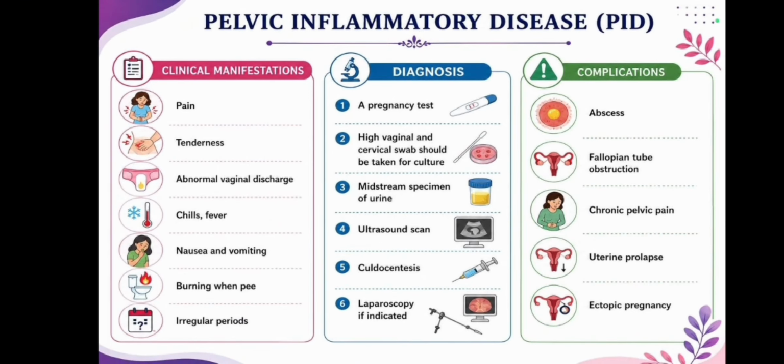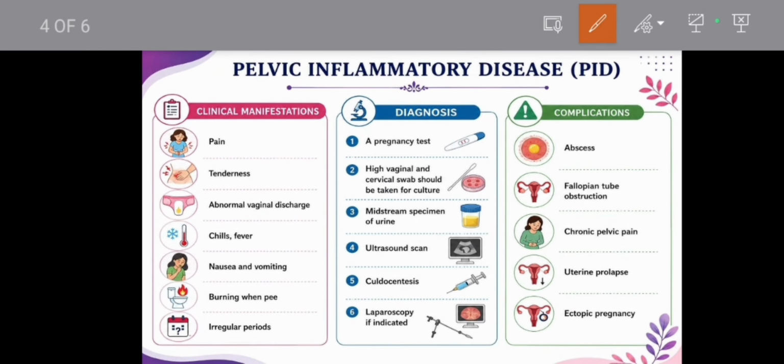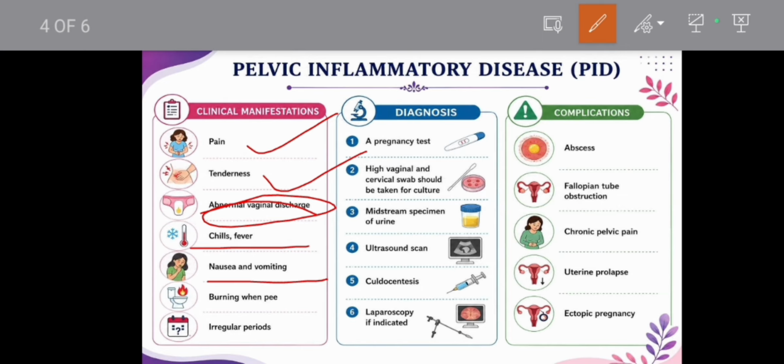Next we'll move on to the clinical manifestations of pelvic inflammatory disease, then the diagnosis, and then the complications. In the clinical manifestations, there will be pain, tenderness, abnormal vaginal discharge, even foul-smelling vaginal discharge, fever, chills, nausea, vomiting, a burning sensation when urinating, and irregular periods.